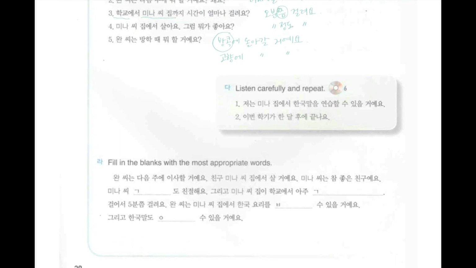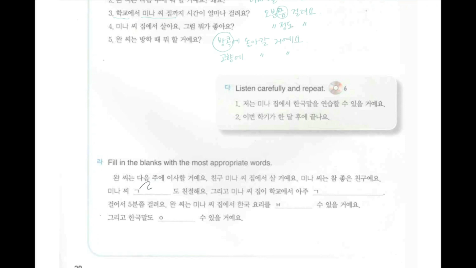Fill in the blanks. 자, this is quite summary, isn't it? 같이 합시다. Let's do it together. 완 씨는 다음 주에 이사할 거예요. 완 will move next week. 친구 미나 씨 집에서 살 거예요. He will live at a friend Mina's house. 미나 씨는 참 좋은 친구예요. Mina is such a good friend. 미나 씨 something도 친절해요. What is it? Mina's family's also nice, wasn't it?